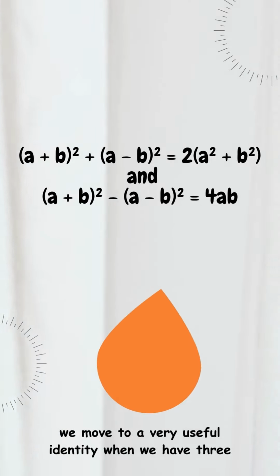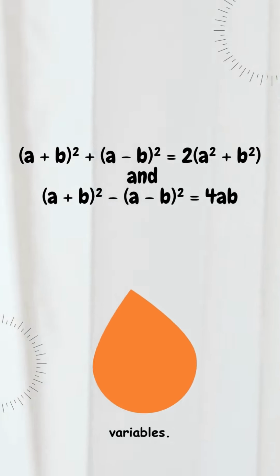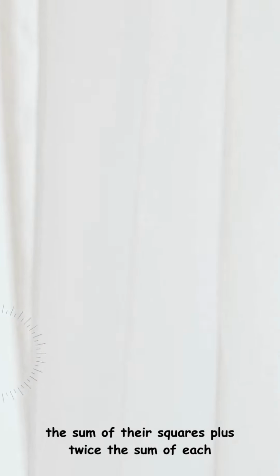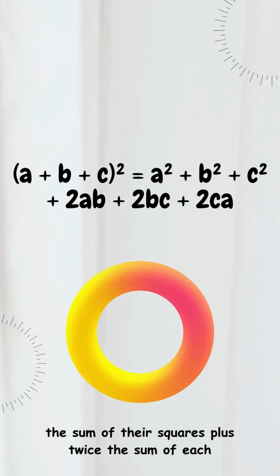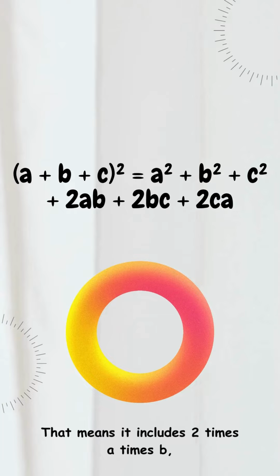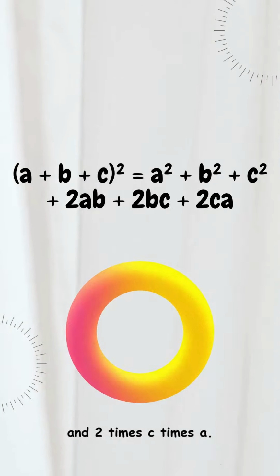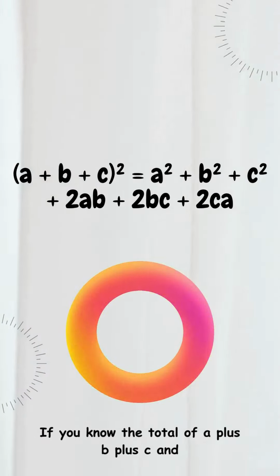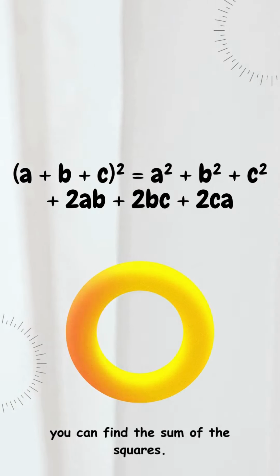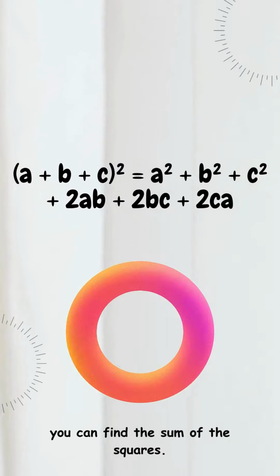Next, we move to a very useful identity when we have 3 variables. The square of a plus b plus c equals the sum of their squares plus twice the sum of each pair multiplied. That means it includes 2 times a times b, 2 times b times c, and 2 times c times a. If you know the total of a plus b plus c and the sum of those products, you can find the sum of the squares.